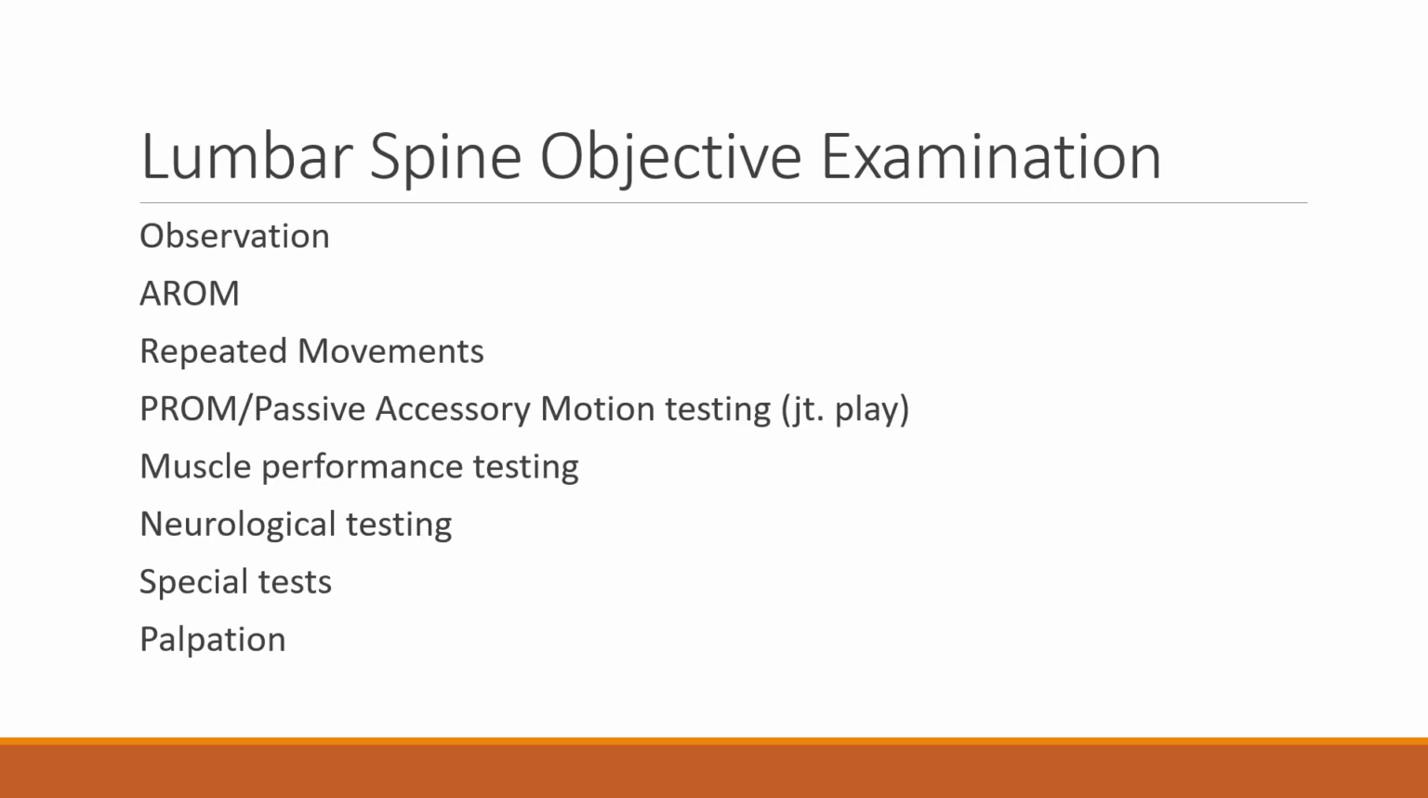In this presentation, we'll discuss observation, active range of motion, repeated movements, passive range of motion, muscle performance testing, neurologic testing, special tests, and then palpation. In part two of our objective examination, we'll discuss tests related to the sacroiliac joint.